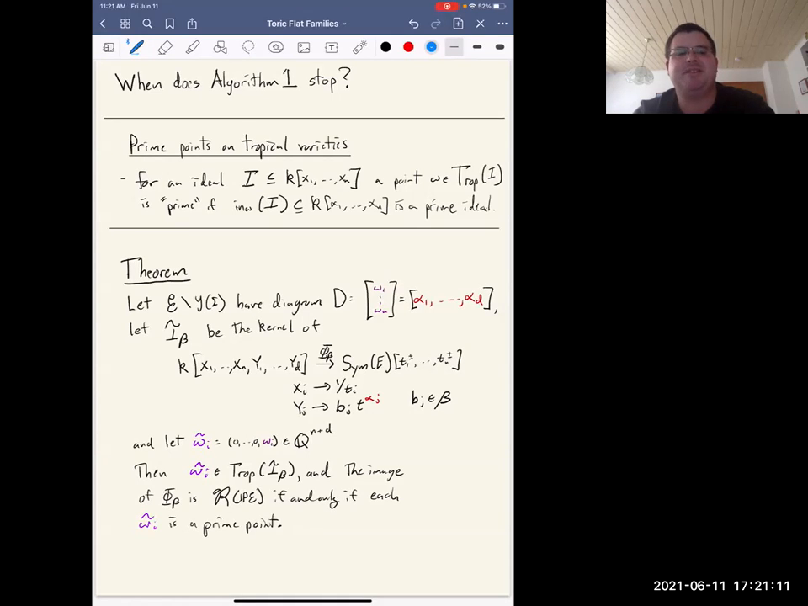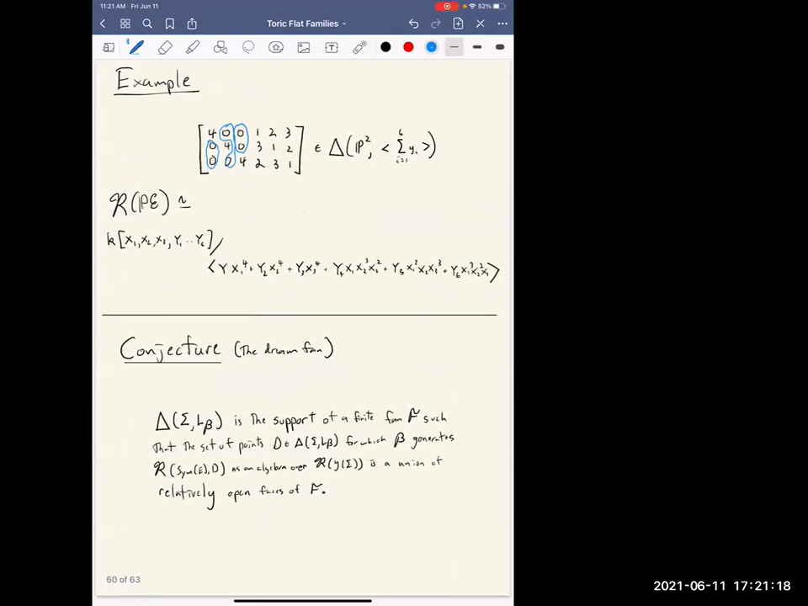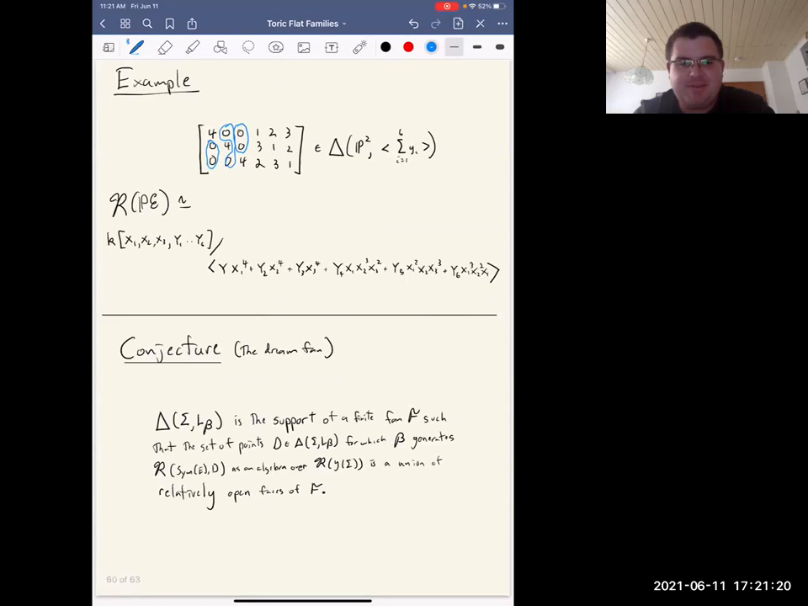Okay, let me ask a question as well. Can you go to that conjecture you stated? Yeah. Just to be sure I understand, do you think the locus for which the conjecture is true is going to be open and dense in this fan?